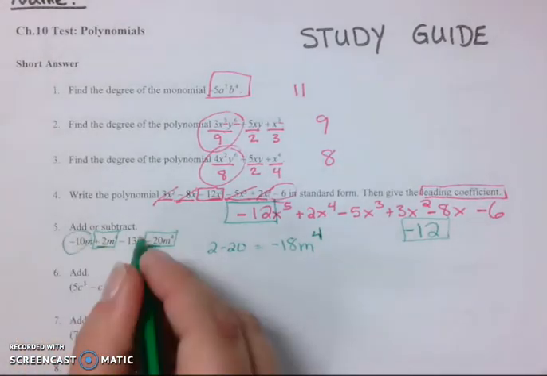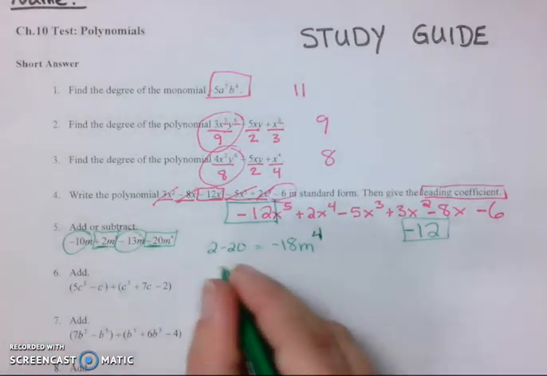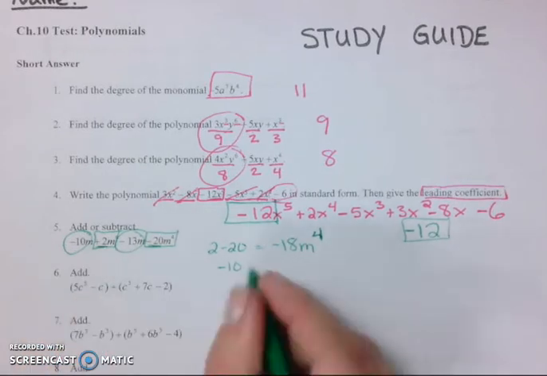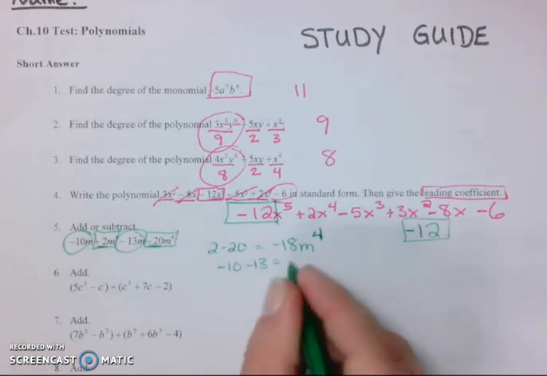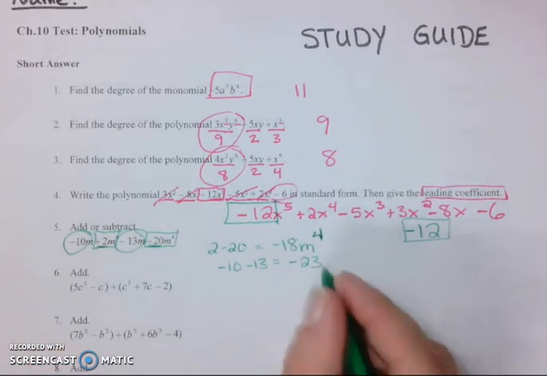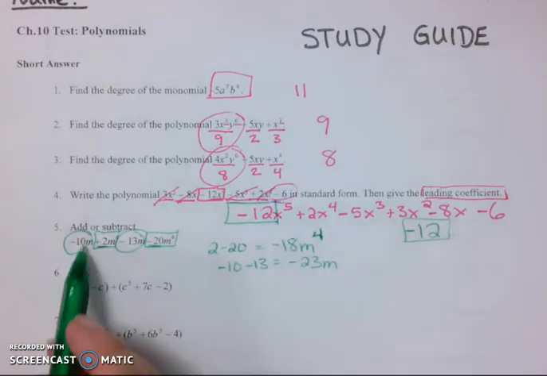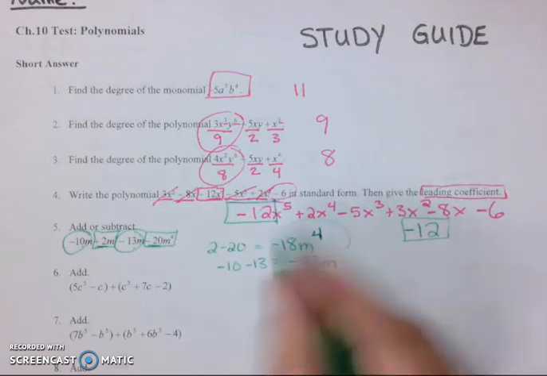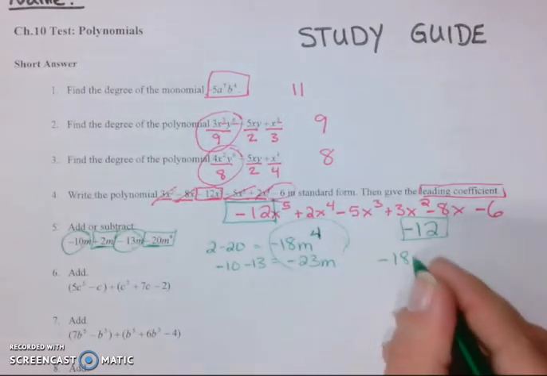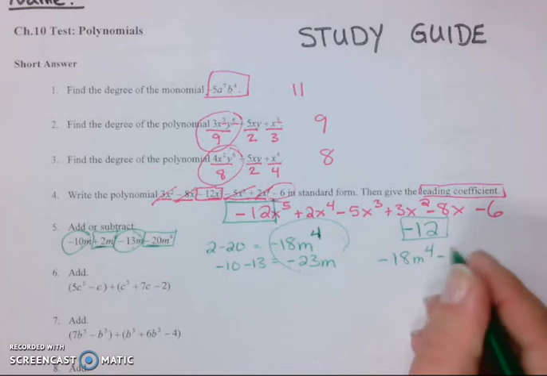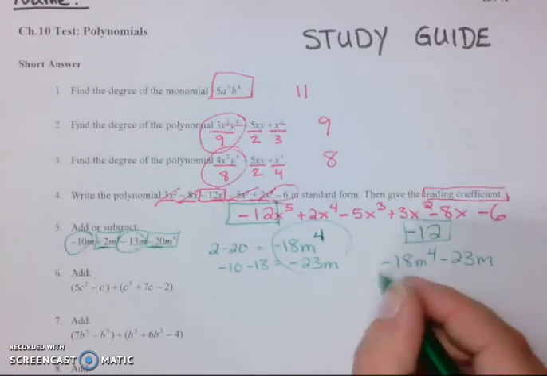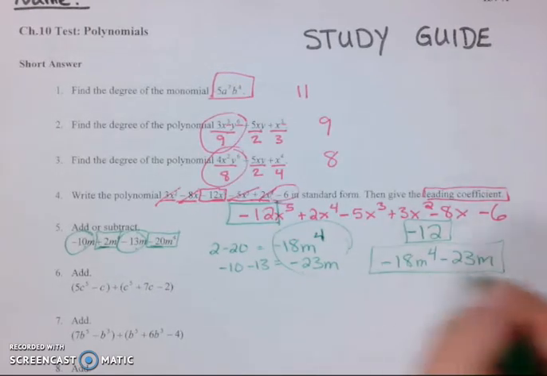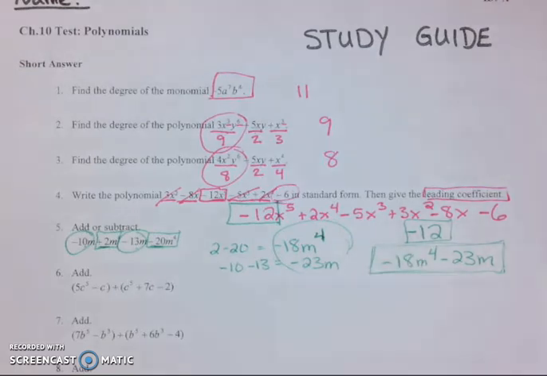And then these are like terms. So that's negative 10 minus 13. That gets you negative 23. And then m. Negative 10 m's minus 13 m's is negative 23 m's. And then write these together. Negative 18 m to the 4 minus 23m. So write it together as a polynomial like that for your answer.